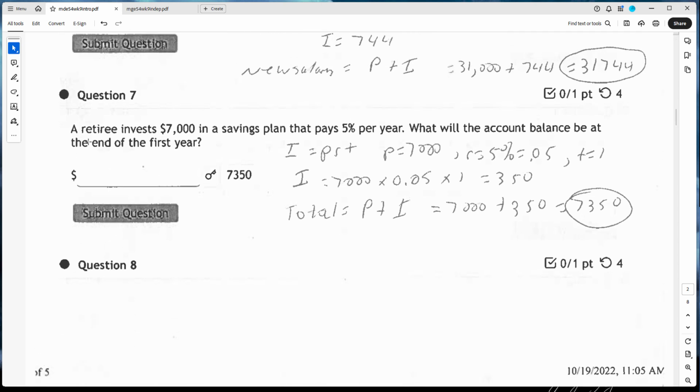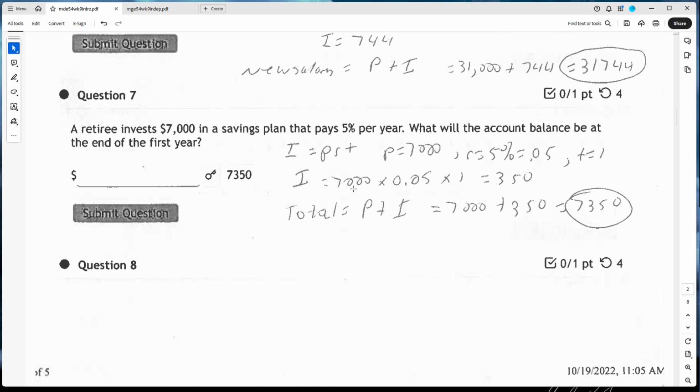Number 7, a retiree invests $7,000 in a savings plan that pays 5% each year. At the end of the first year, how much will she have? So I'm using a simple interest formula. I is equal to PRT, where P is 7,000, R is 5% as a decimal, is 0.05, and T is equal to 1 for 1 year.